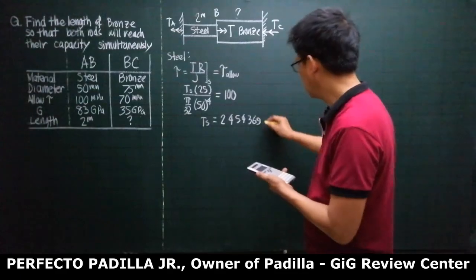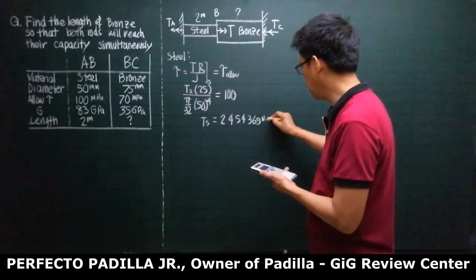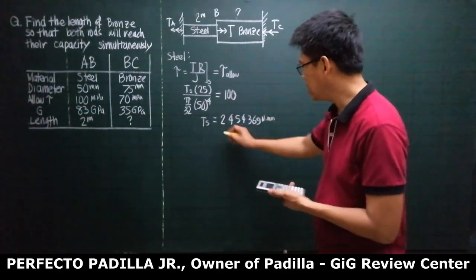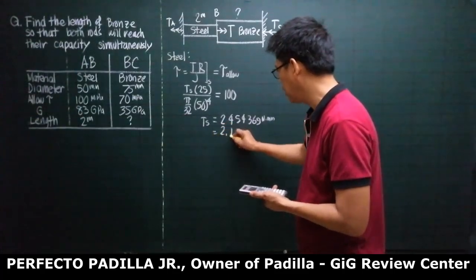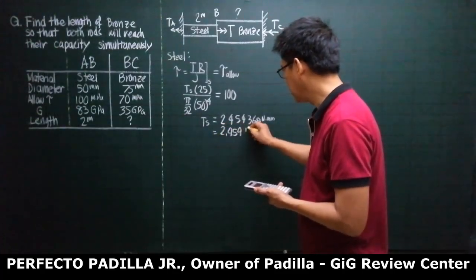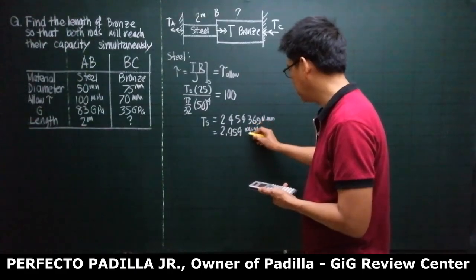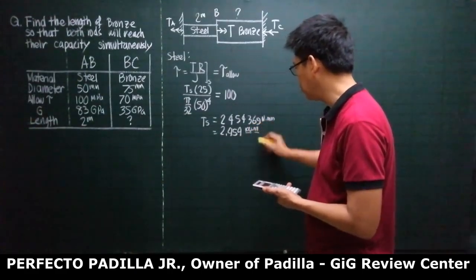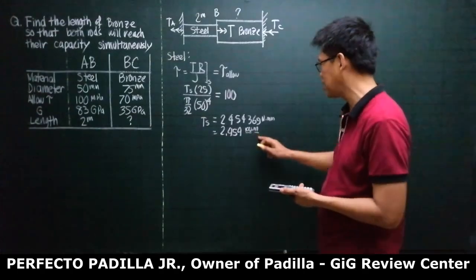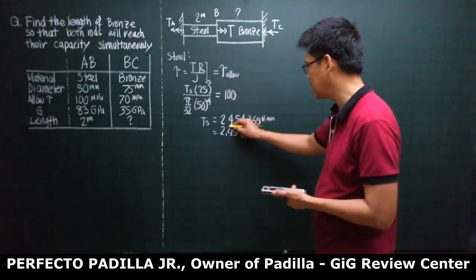2,454,369 Newton millimeter. So this is the same as 2.454 kilonewton meter. Kilonewton is 1,000 Newton, meter is 1,000 millimeter, that is 10 to the 6.